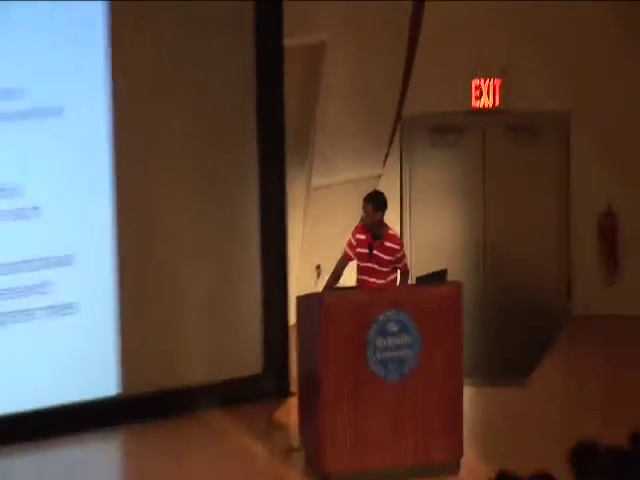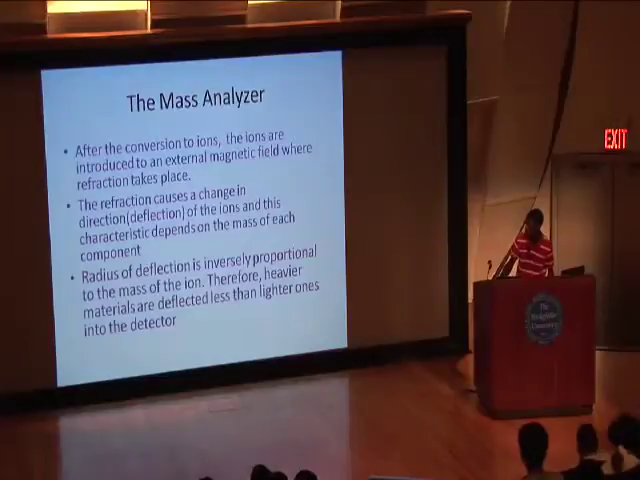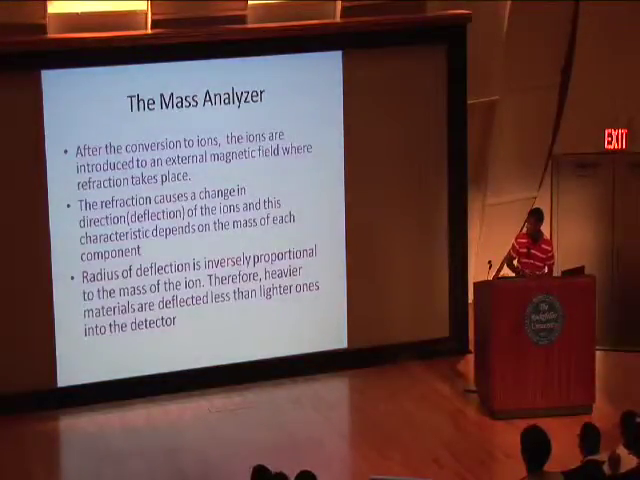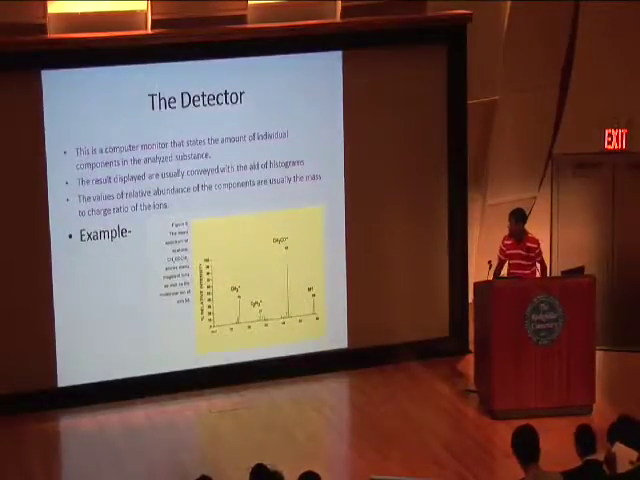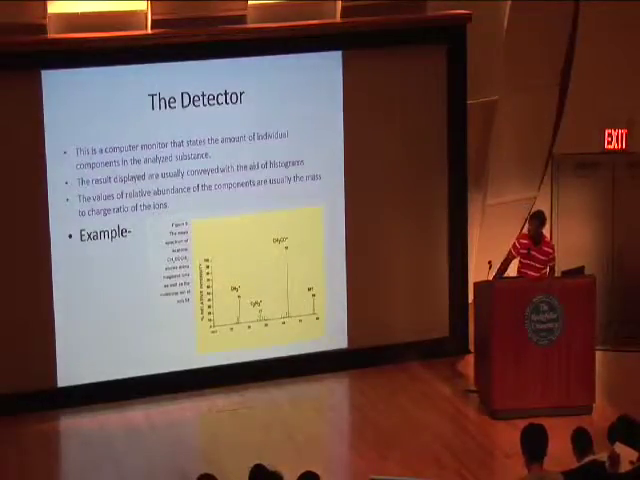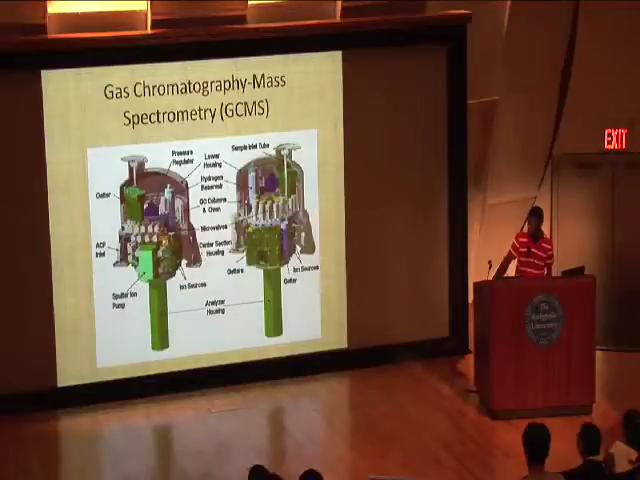This is information about the mass analyzer. It works on the principle that the radius of deflection is inversely proportional to the mass of each ion. So the lighter ions are detected first, and the heavier ones later on. The detector is basically a computer program that compares the mass to charge ratio of each particle, and it's displayed at the end.